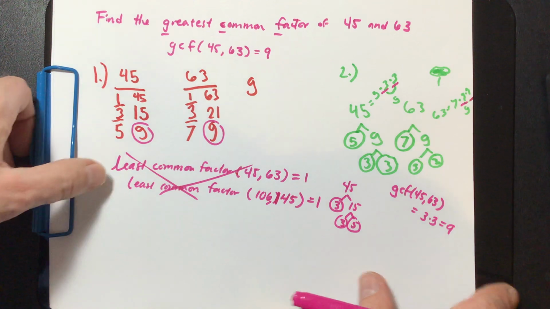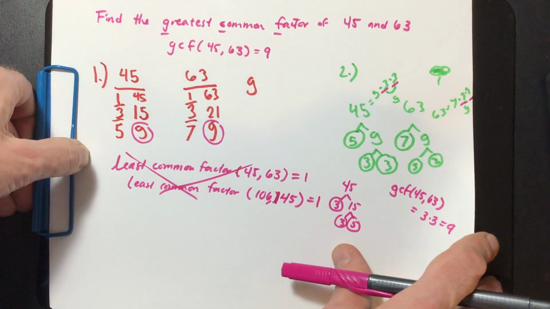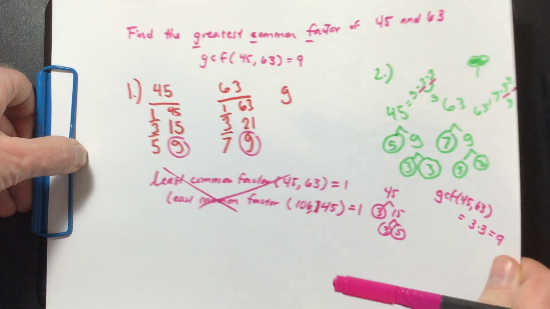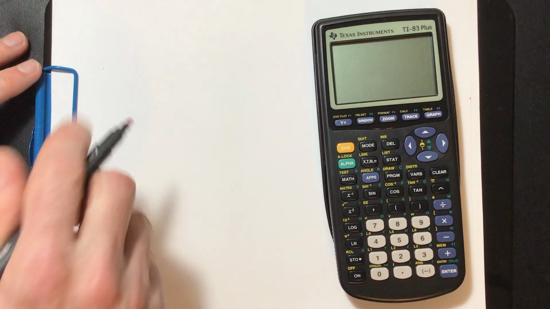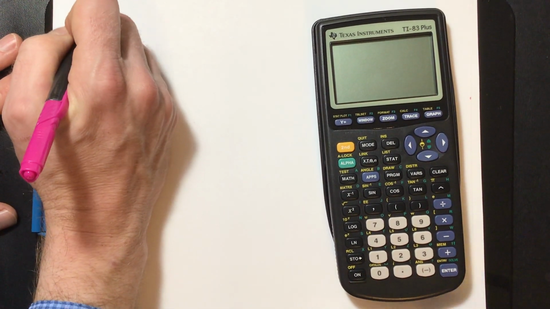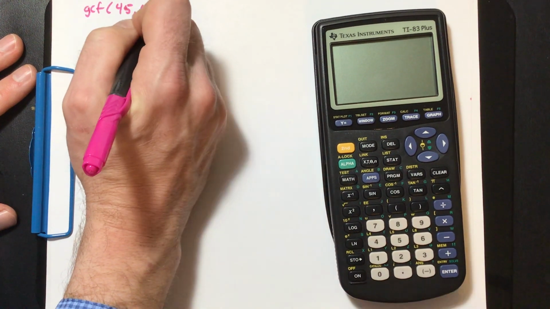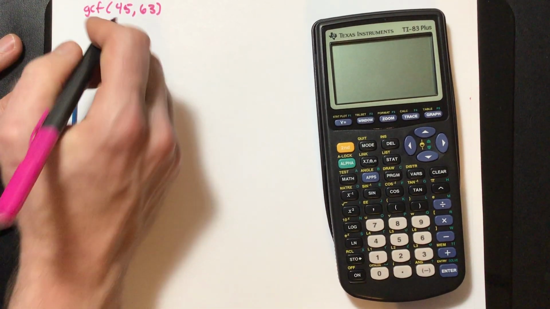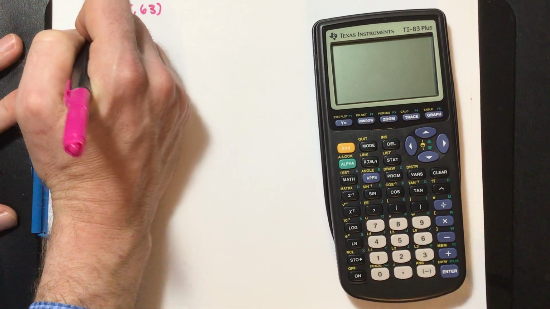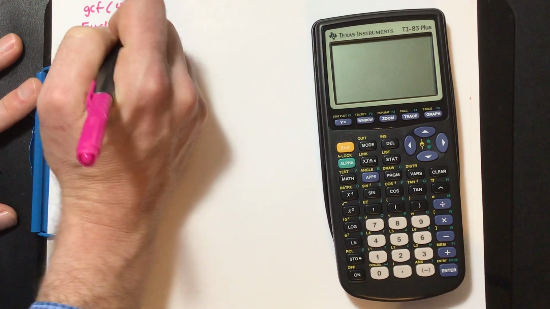Okay, let me show you another way. This is a really old way, and I want to use the calculator to do this, so we'll put that on the screen here as well. I'm going to use the same numbers because I want to know the answer is 9. We're going to use this really old method.